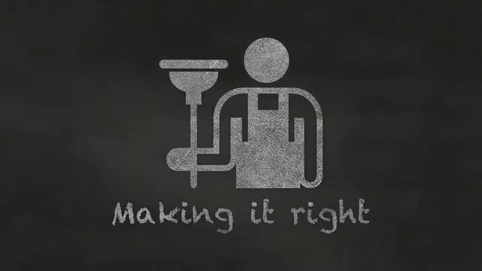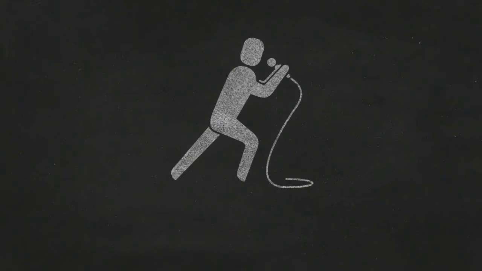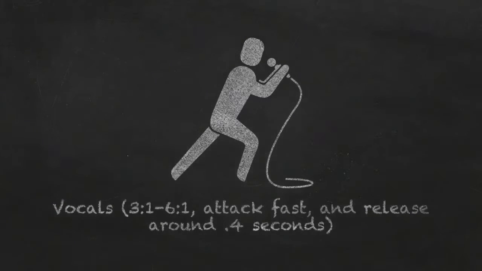Of course, the best scenario is to get a great recording or a great live performance that doesn't need these effects, but if you do need to apply them: in live applications, vocals often need compression to achieve more uniform levels, with compression ratio of 3-to-1 up to 6-to-1, depending on the application, and the attack time should be fast and release around 0.4 seconds.